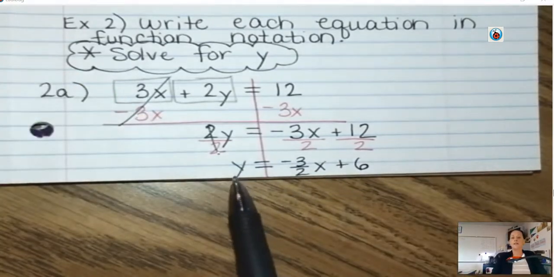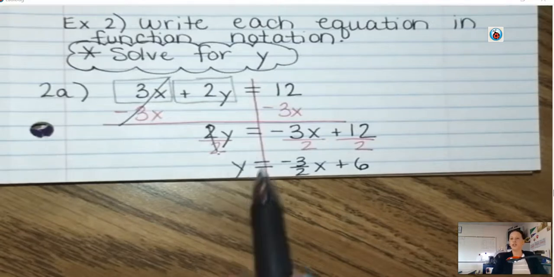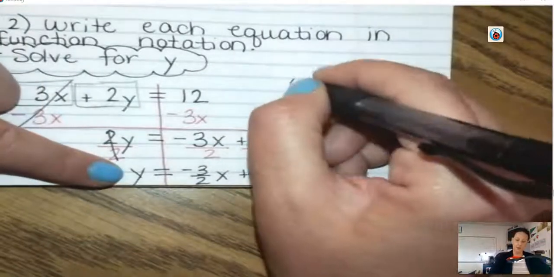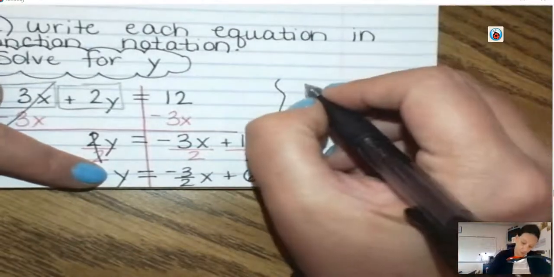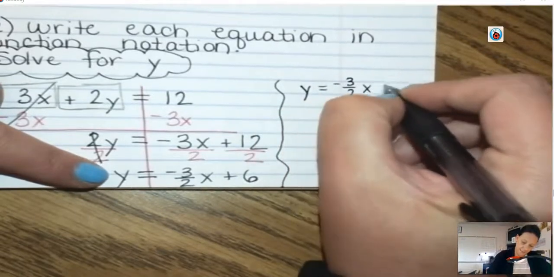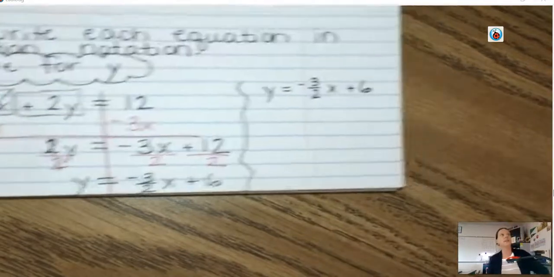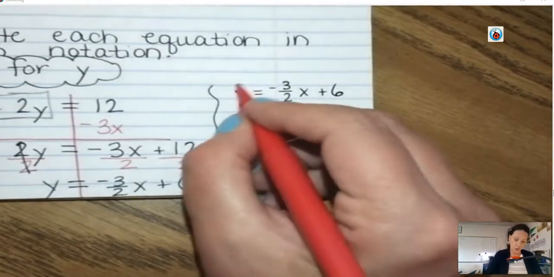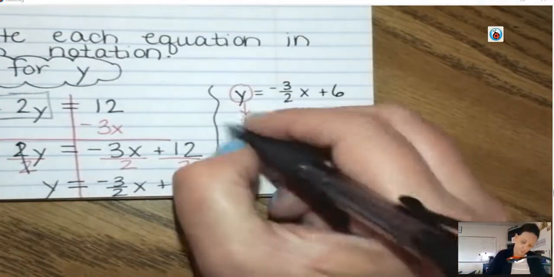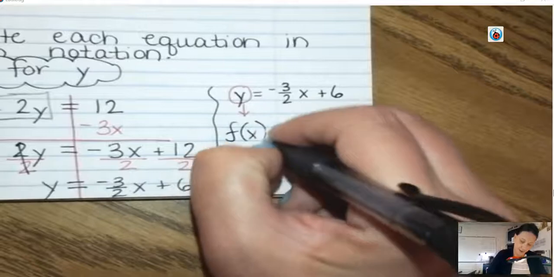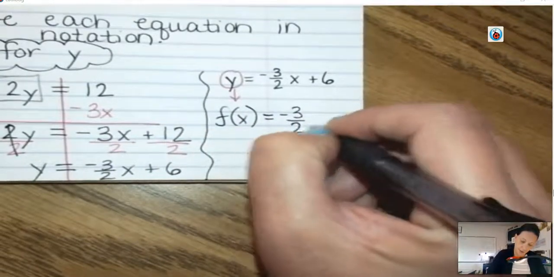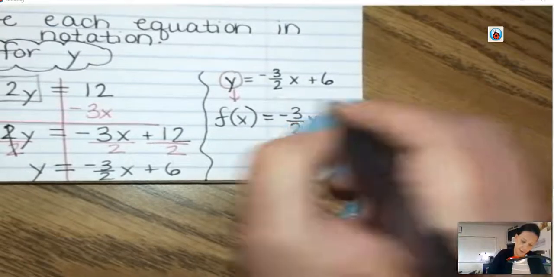Okay, now to make this function notation, all you're doing is changing the y into f of x. I'm going to rewrite this just because I'm kind of running out of space. I should have gone to another page. So this says y equals negative 3/2 x plus 6. To put it into function notation, you just change the y into f of x. F of x, and we always do a fancy f, equals negative 3/2 x plus 6.